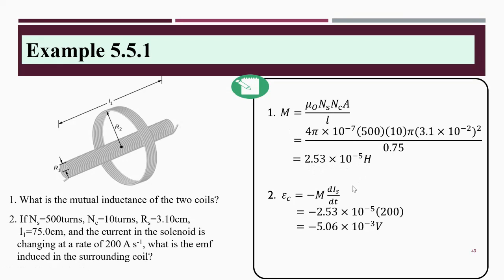Then we can calculate the induced EMF in the coil, which is equal to negative M dI/dt, where I is the current from the solenoid. The mutual inductance we calculated, 2.53 times 10 power negative 5, times the rate of change of current, 200. So we get the final answer of negative 5.06 times 10 power negative 3 volt. That's the induced EMF in the coil.